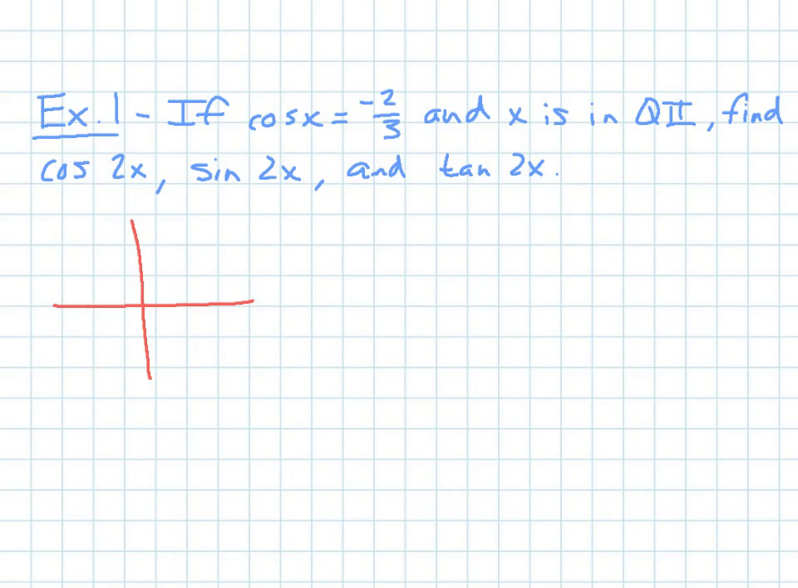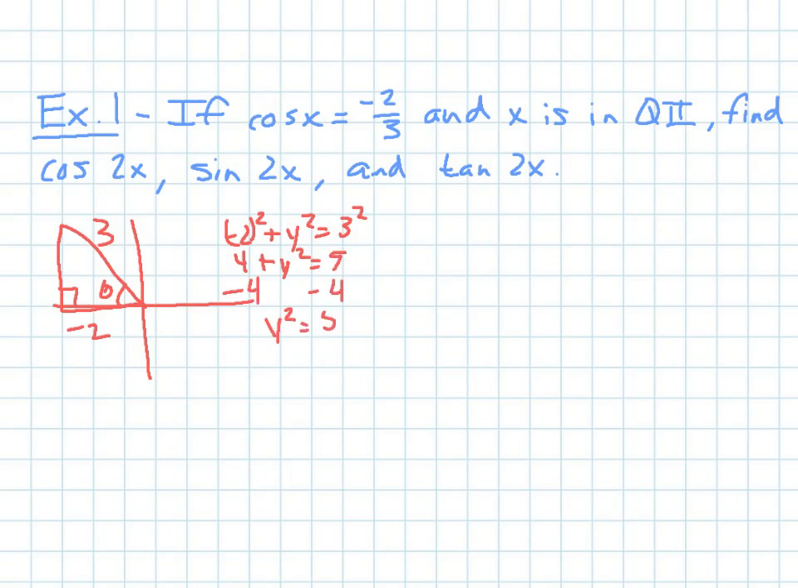So since we're in the second quadrant, that's where I want to make my triangle. Here's theta. Okay, so adjacent over hypotenuse, so it'll be -2 over 3. And then I need to figure out what the sine or the y value is. So -2 squared plus y squared equals 3 squared. So 4 plus y squared equals 9, minus 4 minus 4. That gives me 5. Since we are in the second quadrant, y is positive, so it'll be the positive square root of 5.